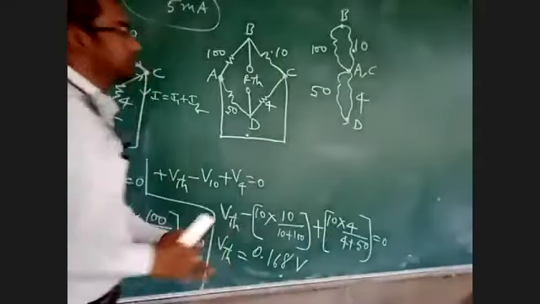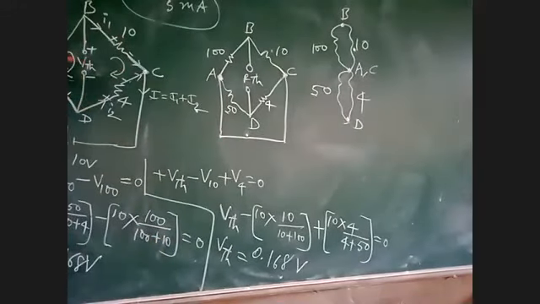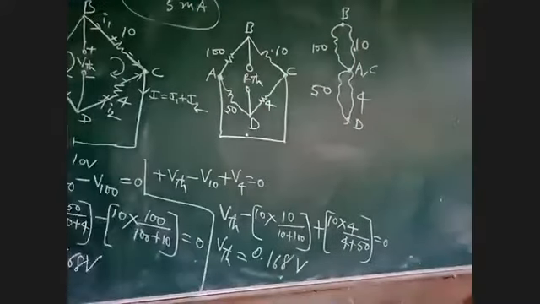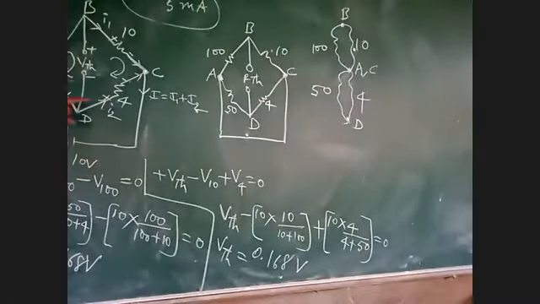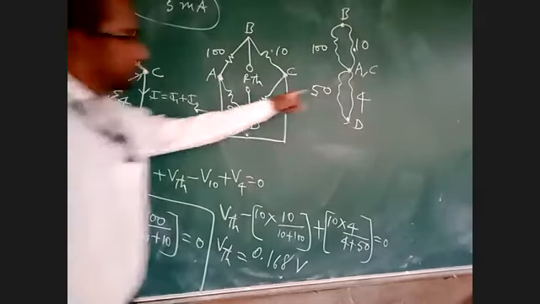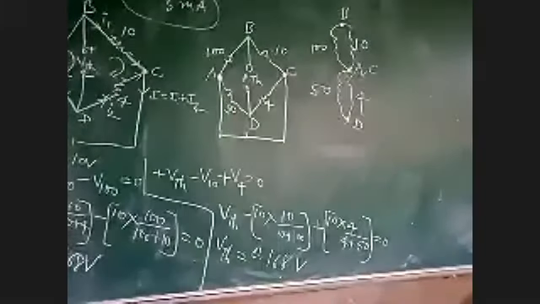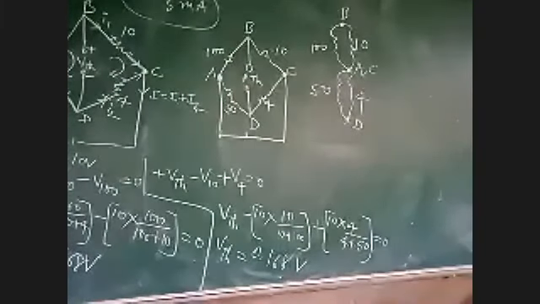Now see here, when you are determining VTH, 100 and 10 are in series. Now 100 and 10 are in parallel. When you are determining VTH, 50 and 4 are in series. Now 50 and 4 are in parallel while determining RTH. Why is it coming like that?